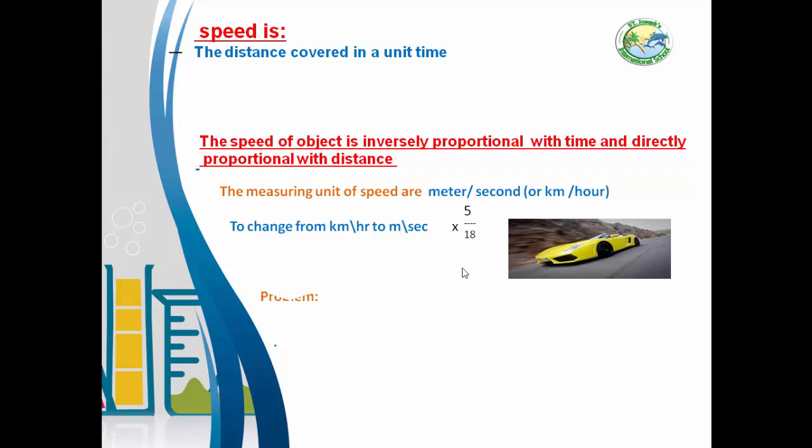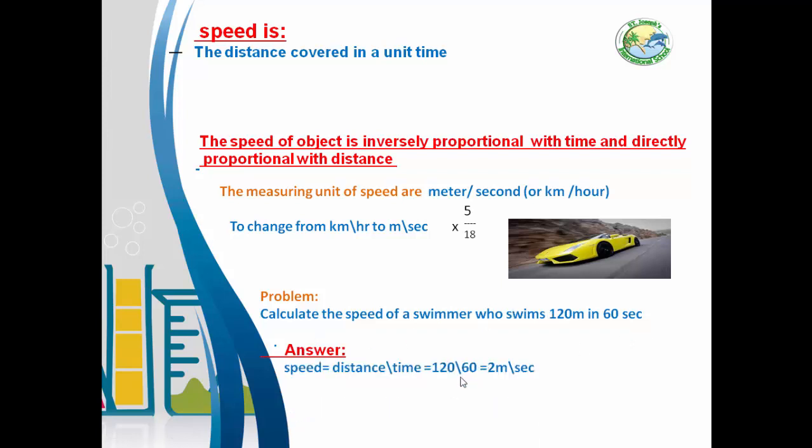We will have a small example. Calculate the speed of the swimmer who swims 120 meters in 60 seconds. So we have to underline 120. It is the distance covered. And we also have to underline 60 seconds. It is the time taken. So we can say that speed equals distance divided by time, so it will be 120 divided by 60. It is 2 meter per second, because the distance covered is measured in meters and the time in seconds.